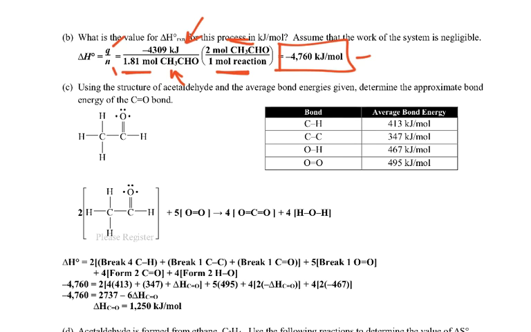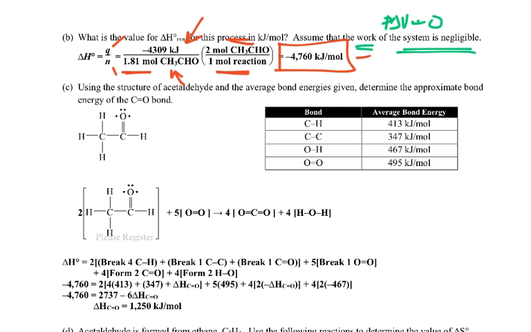Now, notice up here it says, let's assume that the work is negligible, and delta H's are usually carried out in systems where the volume cannot change, so that the P delta V work is always 0, so the energy change is the delta H.